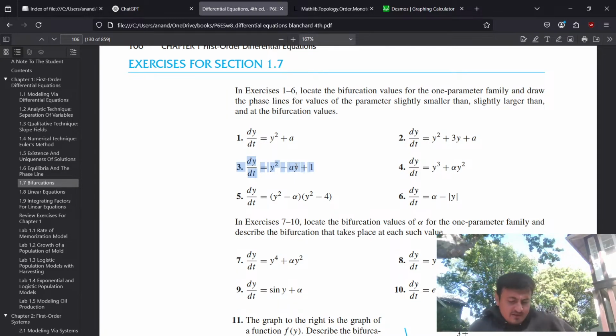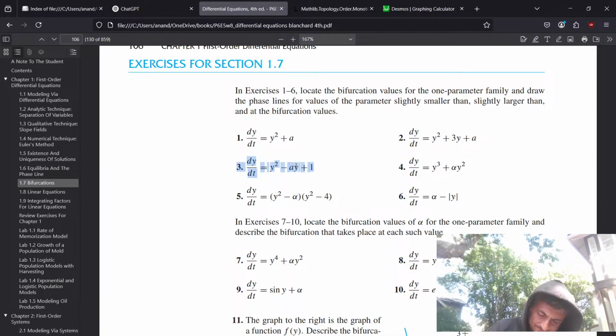All right. So again, we're going to just look at the discriminant here.